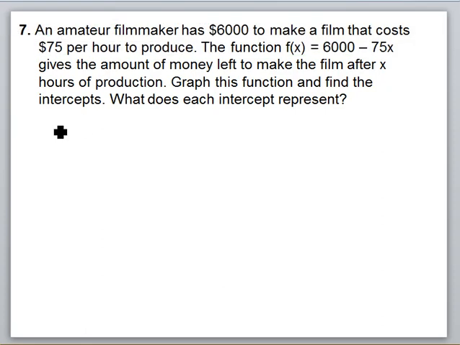So the first thing I will do is I will just find my x and y intercepts. Remember, f of x is a fancy word for y. I may not get this finished in this video, so there may be another short video right after this one.